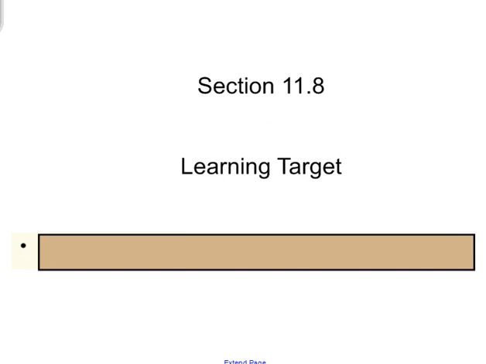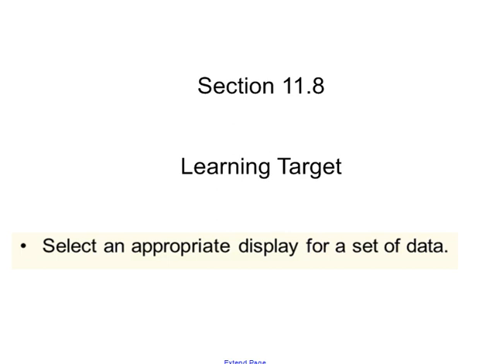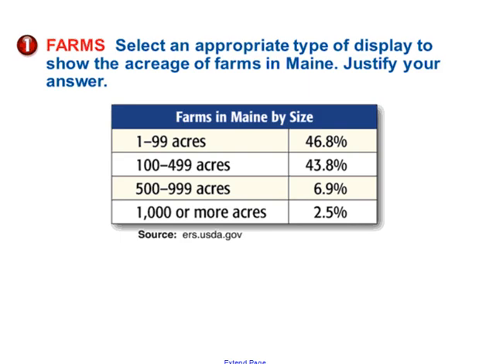I'm going to be making the review video for Chapter 11, Section 8. The learning target for today is to select an appropriate display for a set of data. In other words, we're going from the raw data in the data table, and we're analyzing which graphing system we should use to have it look the best or convey the best information.